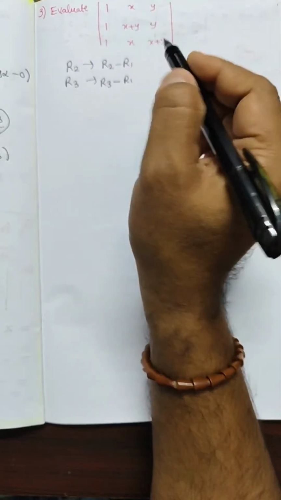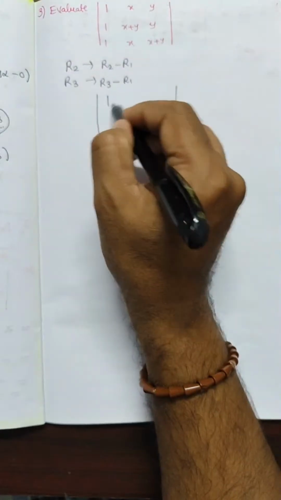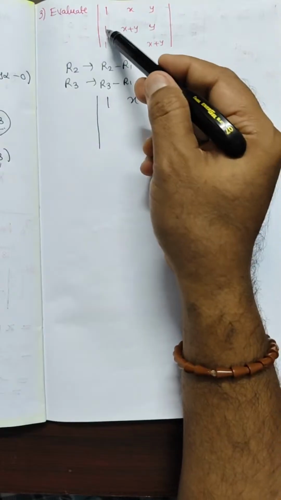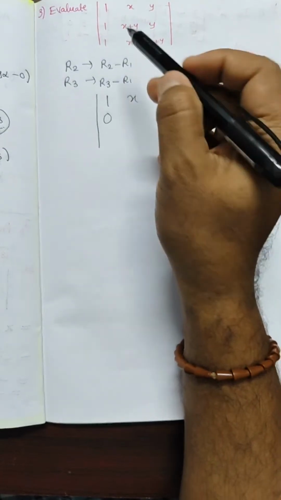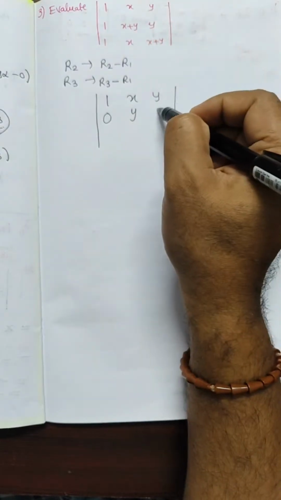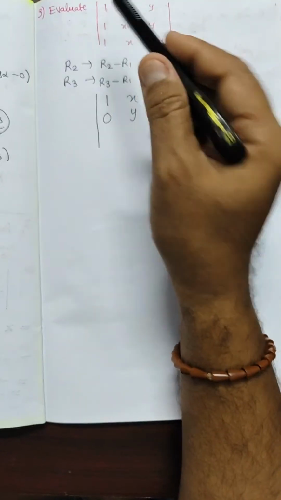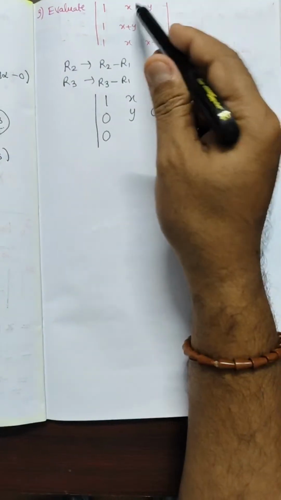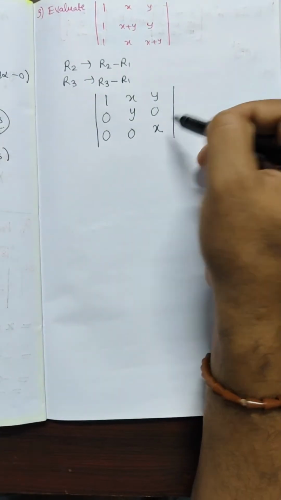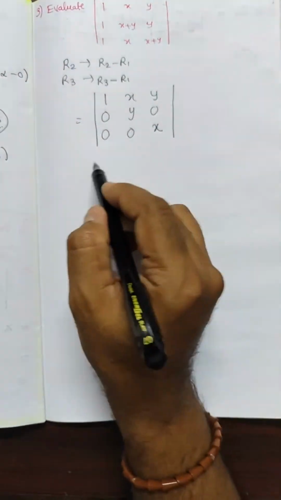R3 minus R1. R1 we are not disturbing, as it is we are writing 1 x y. R2 tends to R2 minus R1, means 1 minus 1, 0. x plus y minus x, so that means y. y minus y, 0. Next, R3 tends to R3 minus R1: 1 minus 1, 0. x minus x, 0. x plus y minus y, so x. So we observe that it is a triangular matrix.